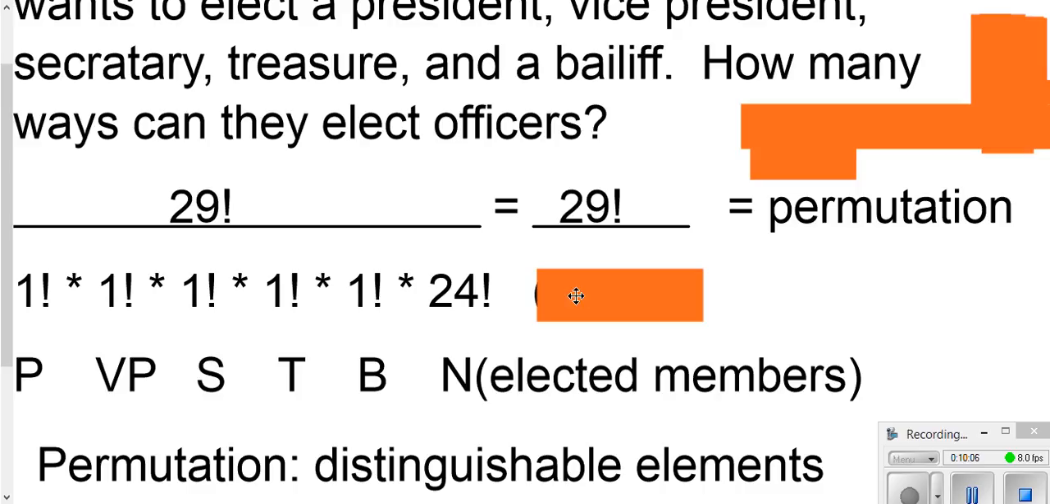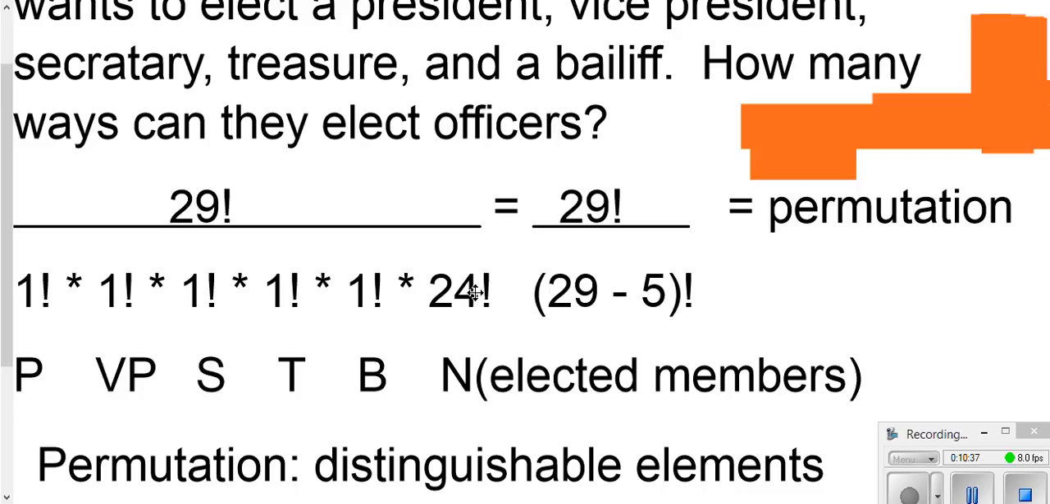So in other words, it's 29 factorial over 24 factorial. So how did we get that 24? Total number of people minus the elected positions. Now this happens to be the formula for permutations. If you were taking 29 and selecting 5 at a time, this is what you would do to work it out. And then you get 29 factorial over 24 factorial is one way to do it.